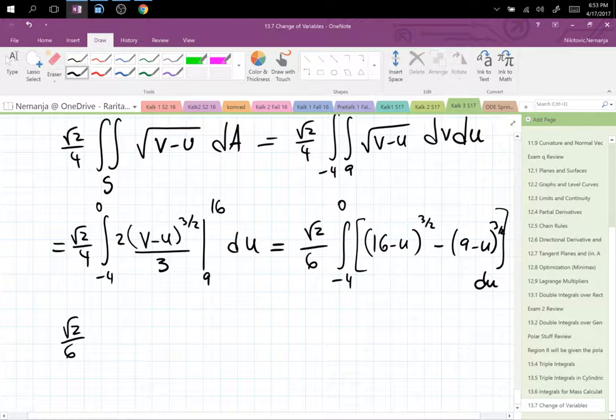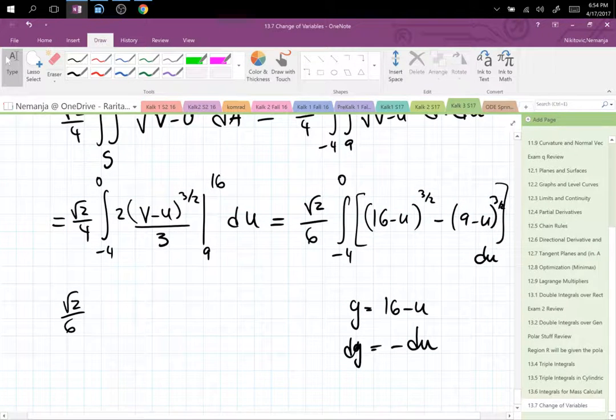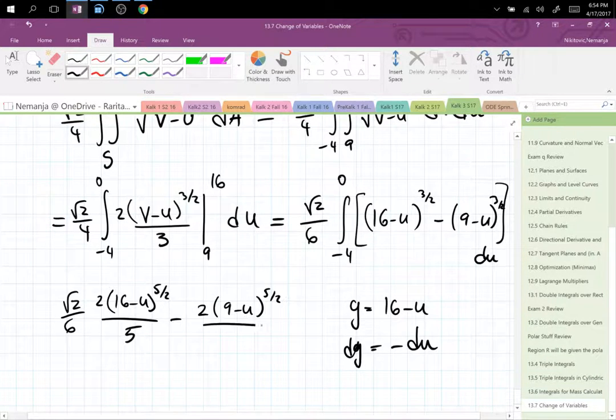You can't do u sub again. We can do g sub if you want to. 16 minus u, that's g. And then dg is equal to negative du, right? You can do that if you want to. So it's clearly g to the 5 halves, which is 16 minus u to the 5 halves divided by 5 halves, minus, again, g substitution for the other one, which is, again, the same deal. From -4 to 0.